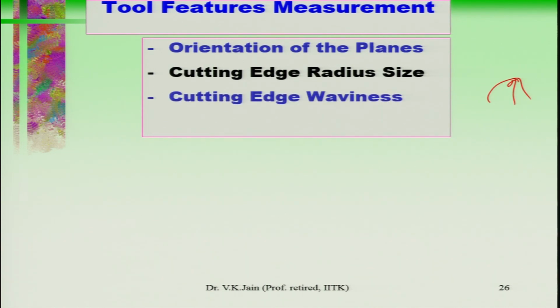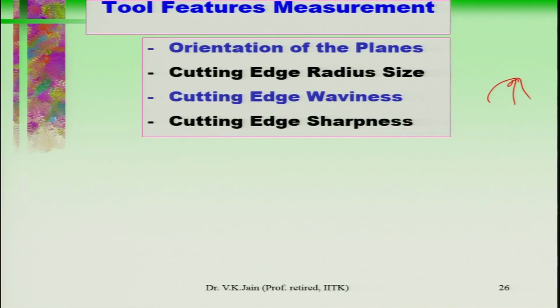Then you have cutting edge waviness, that also I have shown to you in the earlier slides, and that makes a lot of difference in terms of characteristics of the surface generated, and it is also responsible for creating the vibrations in the machine tool, and if vibrations are there, tool may break and surface may get damaged. So, there should be the minimum waviness on the cutting edge, and cutting edge sharpness definitely controls the forces as well as the surface finish.